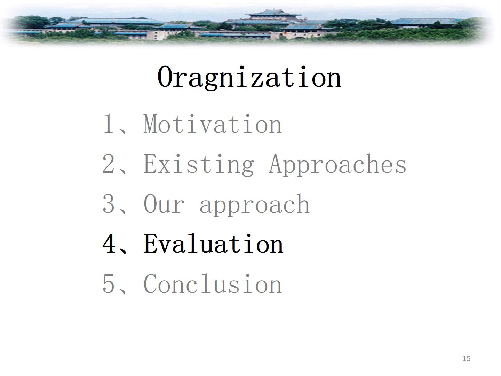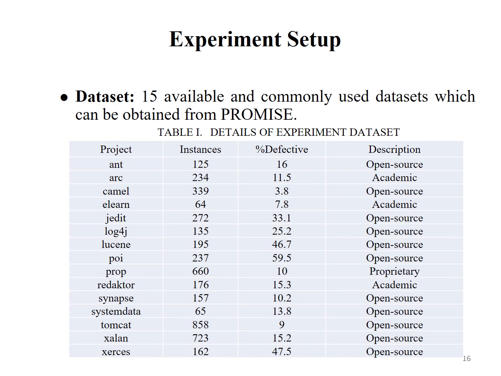Then we will detail our experiment. We evaluate the performance of the proposed approach on 15 available and commonly used datasets which can be obtained from PROMISE. The 15 datasets have the same 20 attributes, so we can apply all attribute information directly. Table 1 shows the details about the datasets.